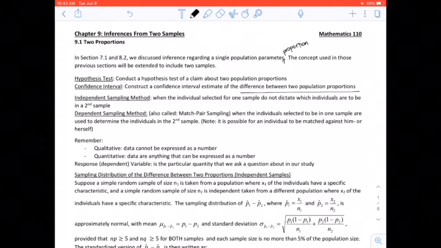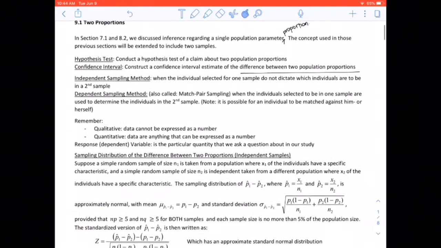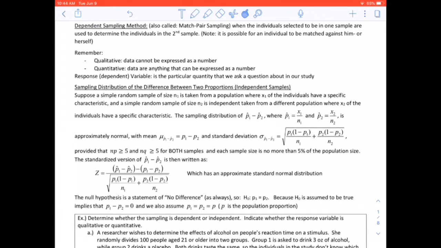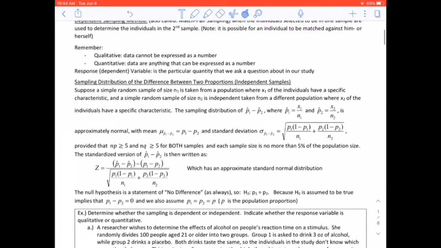And the dependent sampling method, also called matched pairs sampling, is when the individuals selected to be in one sample are used to determine the individuals in the second sample. Note, it's possible for an individual to be matched up against him or herself. A lot of times you'll see it as before an exam and after the course, going through it in a study guide, and then how they do on the post-test.